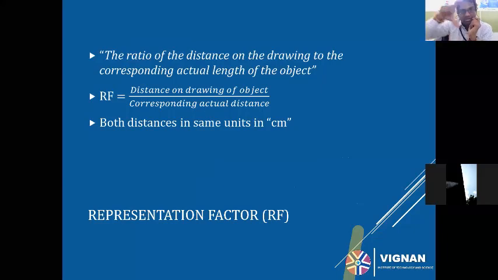Paper మీద ఉండే length ఉంటుంది కదండి, paper మీద length. If you take a scale and start measuring, that is called distance on drawing of an object to the corresponding actual distance. ఈ రెండు ratios, if you take it, then that is called a representation factor, right?